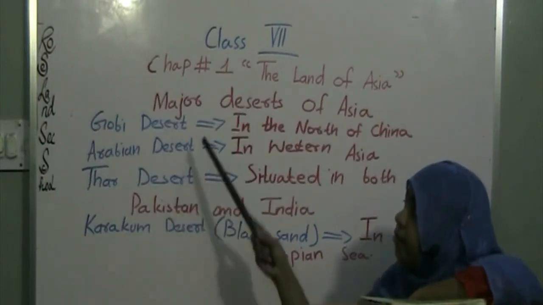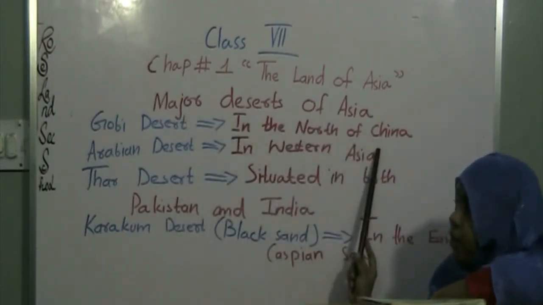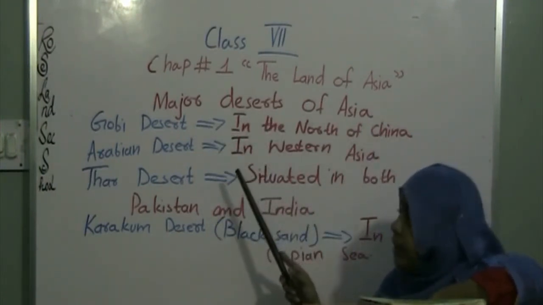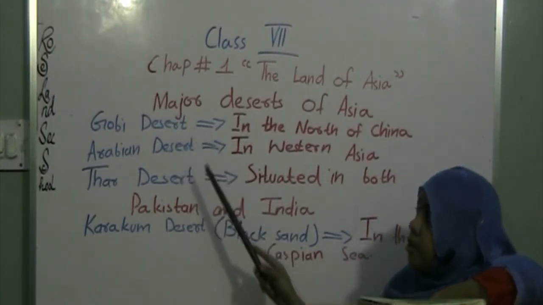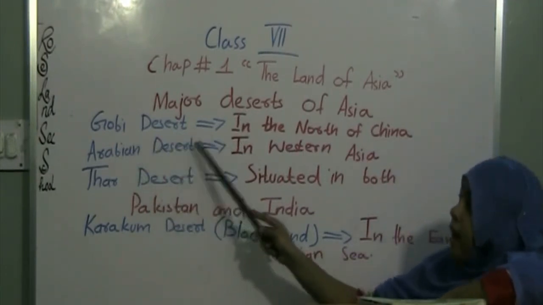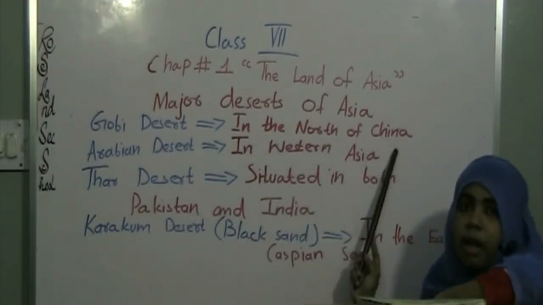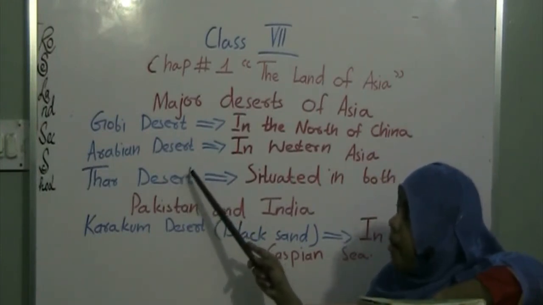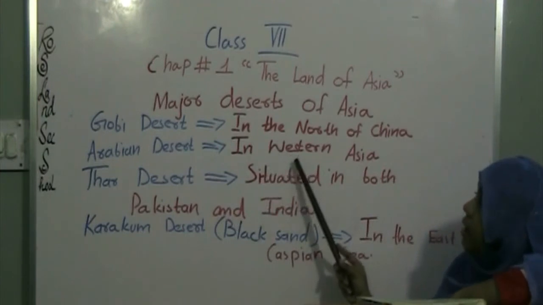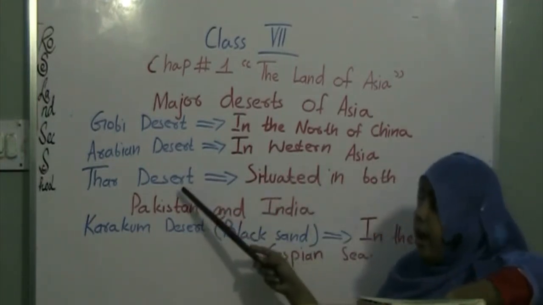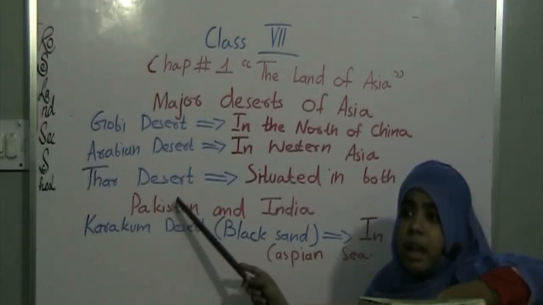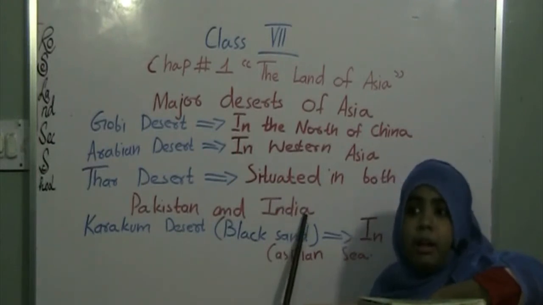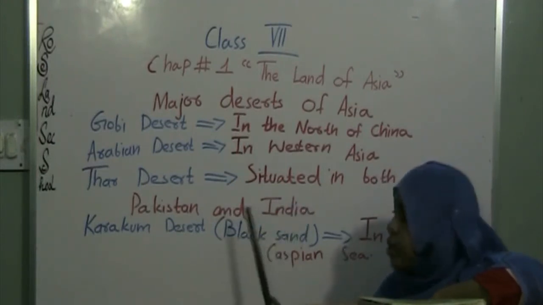Now class 7, we are going to study the major deserts of Asia. The largest desert of Asia is the Gobi Desert, and it is found in the north of China. Then we have the Arabian Desert, located in Western Asia. Then we have the Thar Desert, situated in both Pakistan and India. In Pakistan it is located in the province of Sindh.